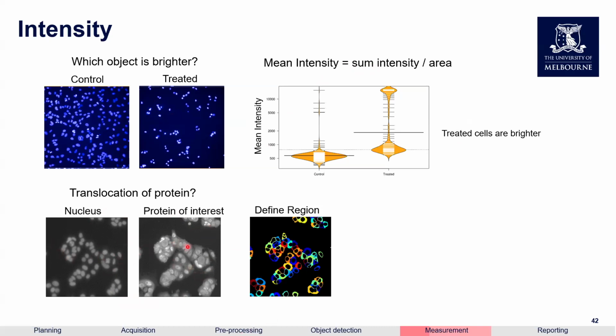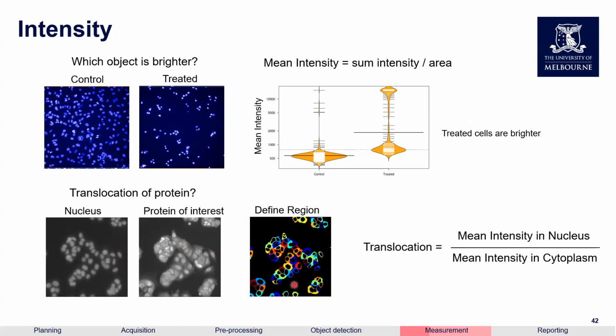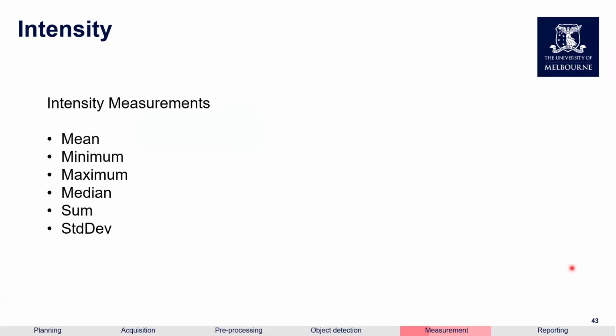And using both images, we can define the nucleus and cytoplasm area of each cell, and then measure the mean intensity of the protein in the nucleus and the cytoplasm and calculate the ratio as an indication of translocation. The mean intensity is the most widely used intensity measurement, but apart from that, we can also measure other intensity features like minimum intensity, maximum, median, sum, or standard deviation. Although they are not used often, they can be useful for measuring specific features.